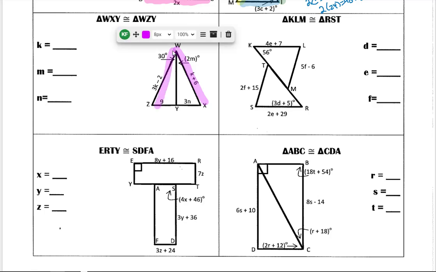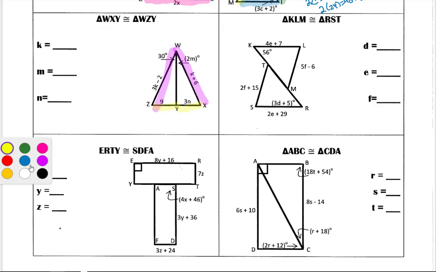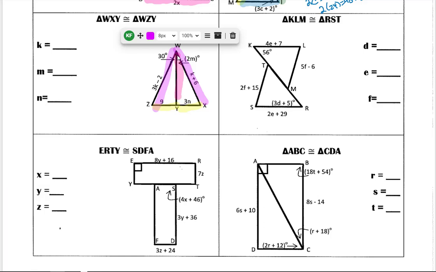Algebra is getting a little bit more complicated for these, but we've got WX goes with WZ, so purple gets those sides. XY is going to go with ZY, so we'll do those in yellow. And then WY goes with WY in the center for the pink. And we can match the side lengths up.